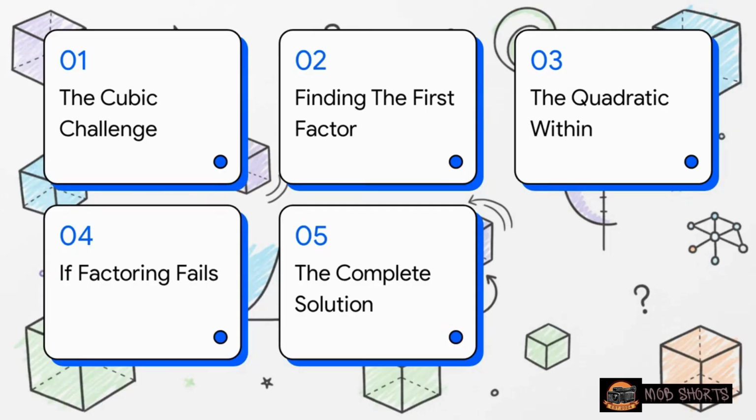So here's our game plan. First, we're going to find that all-important first factor. That's the key that gets us inside the box. Then we'll see how that simple step reveals a much easier problem hiding inside. We'll also cover a sort of master key for when things get a little tricky. And finally, we'll pull it all together into one clear, powerful method.